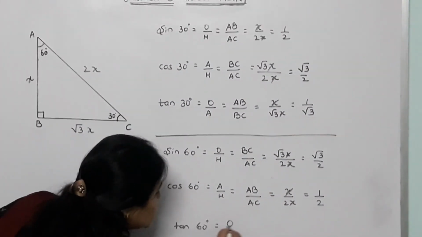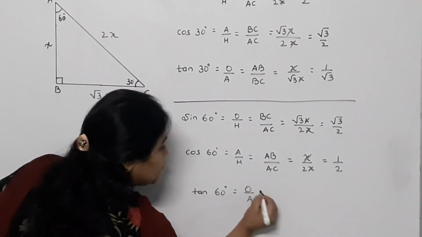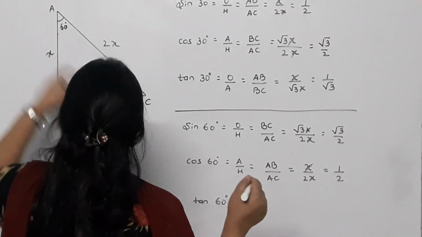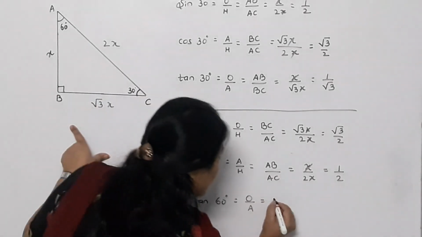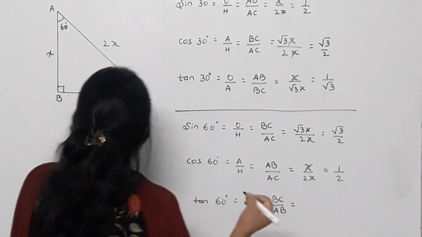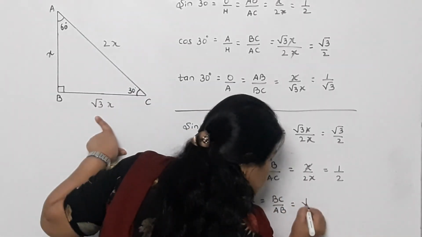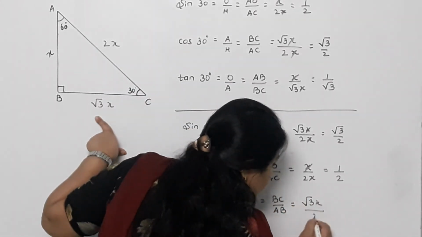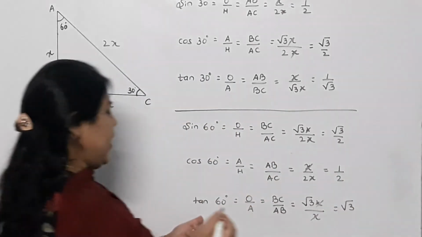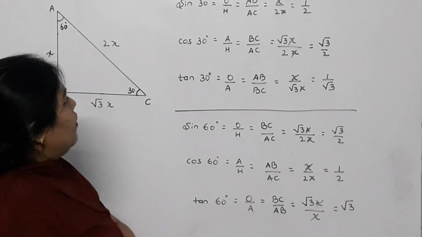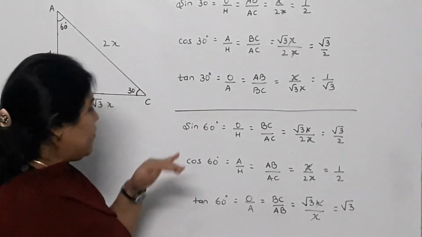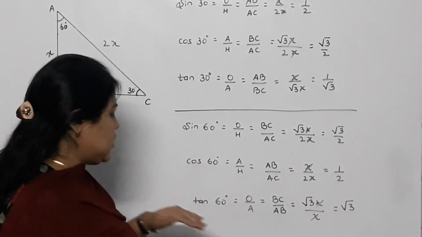And tan 60 equals what? Opposite upon adjacent. That is equal to, opposite upon adjacent means BC upon AB. That is equal to what? Root 3x upon x. X and x will be cancelled. Root 3 is for tan 60. Here we are getting the sine 30, cos 30, tan 30 ratios and the sine 60, cos 60, tan 60 ratios.